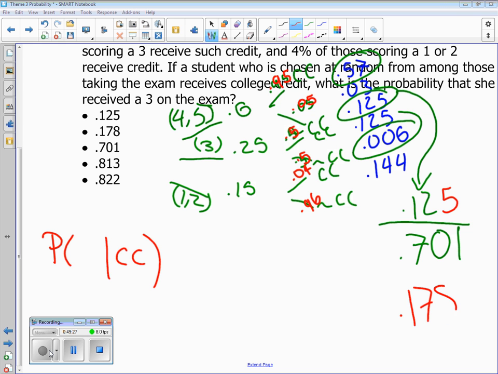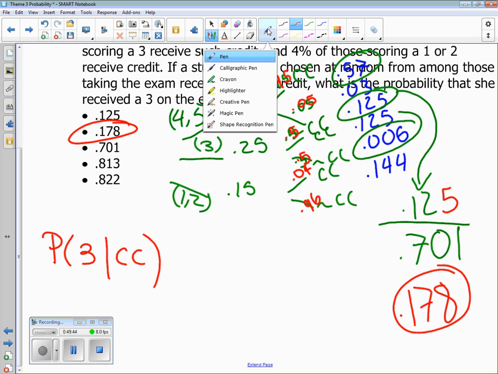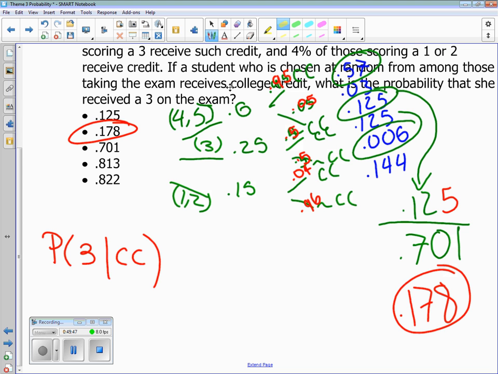All right, so the answer was B. What is the probability that they received a 3 on the exam given that they received college credit? So the probability of 3 on the exam, where did the 0.125 come from? Because that was 3 and college credit, right? So that's where we have this one divided by the probability of college credit, which is the sum of the three things that were circled. The reason I was asking about .06, so that's what messed me up. Oh, bummer. Pay attention to those zeros, right?